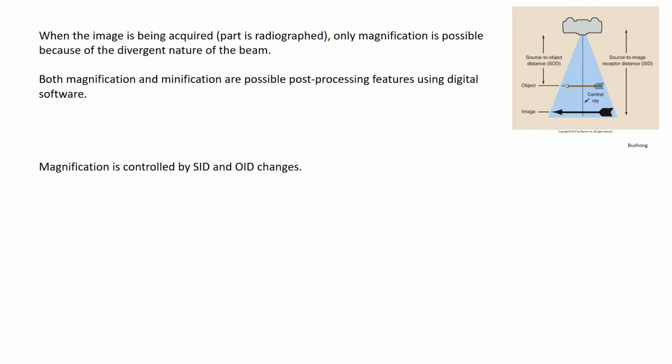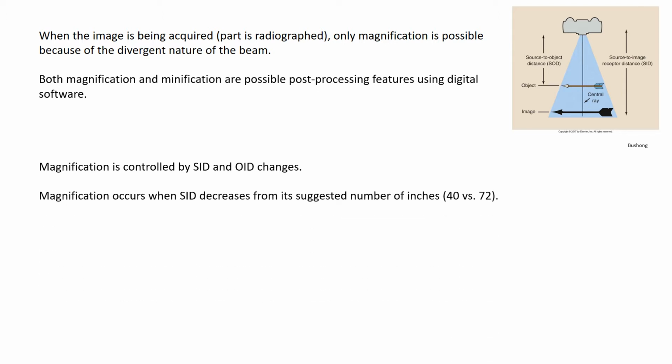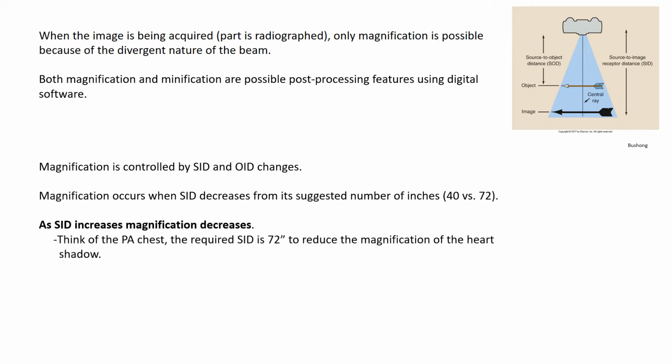Magnification is controlled by both SID and OID changes. Magnification occurs when SID decreases from its suggested number of inches, usually 40 or 72. And we can say that as SID increases, magnification decreases. Think of a PHS. The required SID is 72 inches. Why do we do that? To reduce the magnification of the heart shadow. As SID decreases, magnification increases. And of course, any time that you magnify, you lose detail.